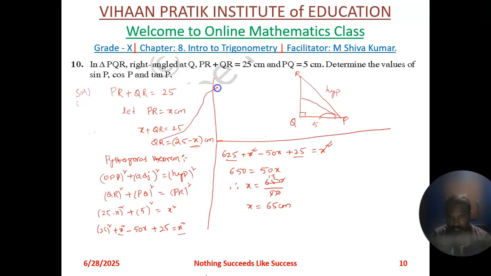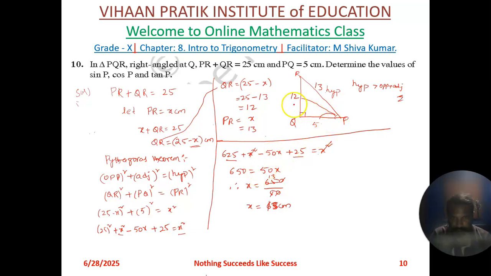Now, if you substitute this in QR equals 25 minus x, sorry, x is 13. So 25 minus 13 is 12. And PR is x, the value of x is 13. So we get the side values: QR is 12, PR is 13. Obviously this is correct because the hypotenuse side is greater than opposite and adjacent. Correct. Pythagoras theorem is proved.